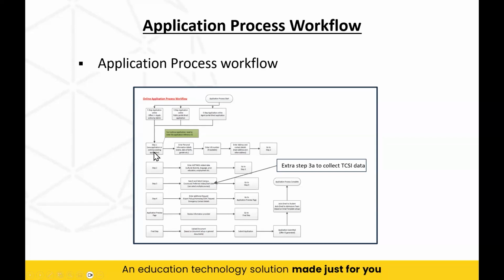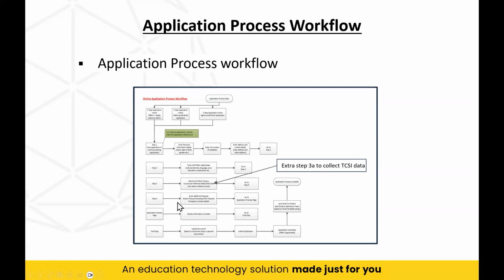In step 1, you start a new application and fill in all the names and details, USI, addresses, and so on. The second step collects information for the admittance, in this case for TCSI, and the different languages and so on. In step 3, the actual application starts: which course the applicant has applied for, what the intake date is, when they want to start, and so forth. For our higher ed clients, there is an extra step, which I call step 3A, where we collect more TCSI data.